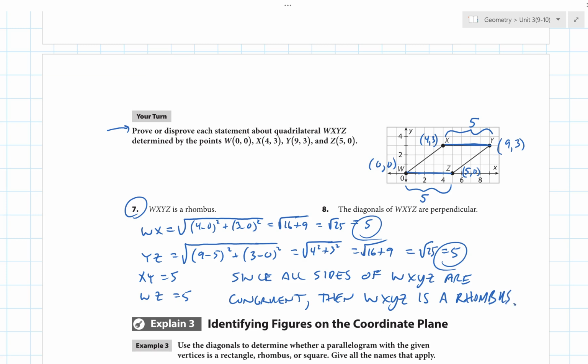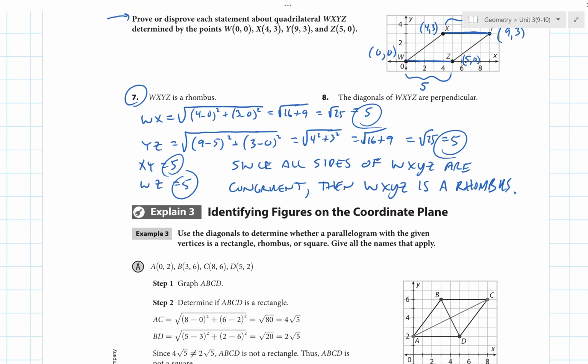If we got that one of those lengths was different, then we'd be able to prove that it's not a rhombus. But in this case, since all four lengths are equal to 5, we know it's a rhombus. All right, now go on to the next page.